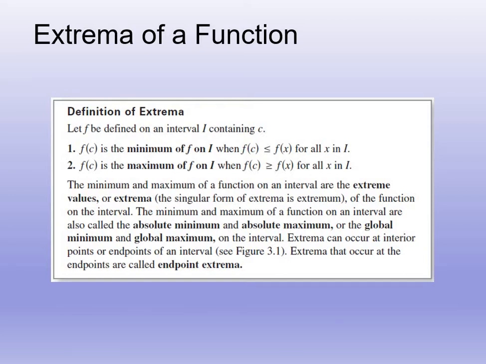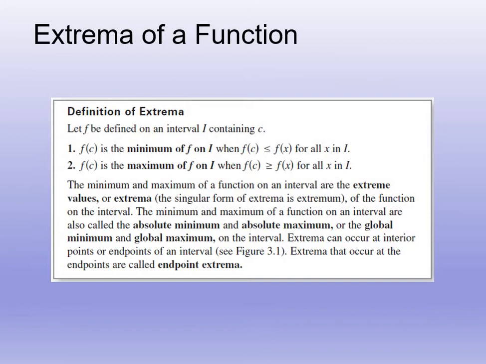f of c is a maximum of f on I when f of c is greater than or equal to f of x. So notice that both of these have the less than or equal to or greater than or equal to. So we are able to look at the endpoints on the interval, okay? You guys can read through this as I sum it up. Where we talk about the minimum and maximum of a function on an interval, they're also called the absolute min and the absolute max. Very rarely do we call it global min, global max, but it's also noted as that sometimes as well.